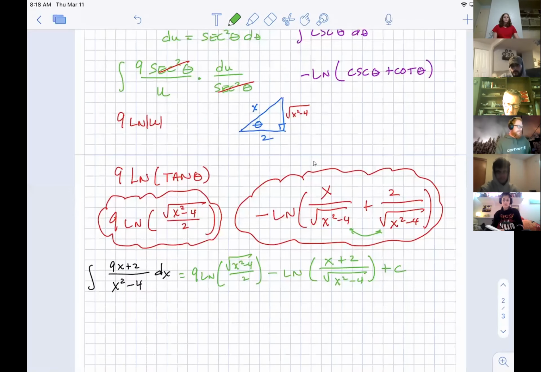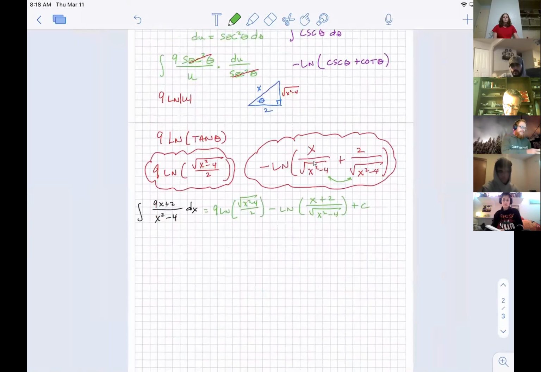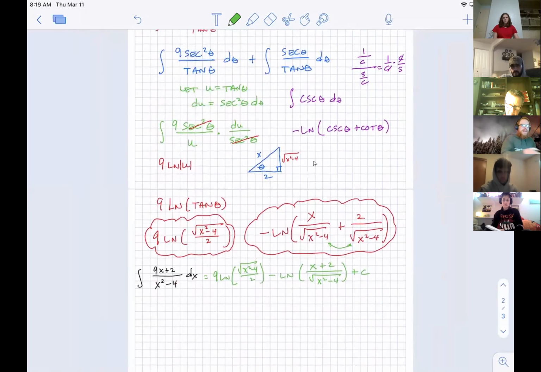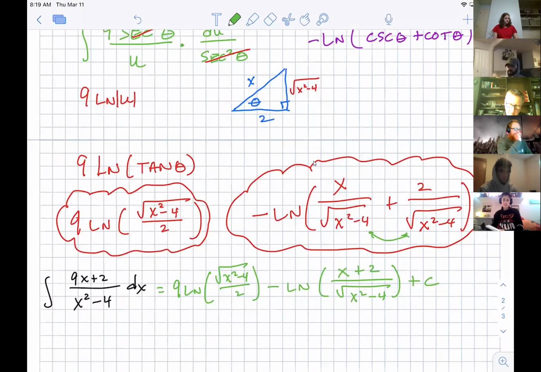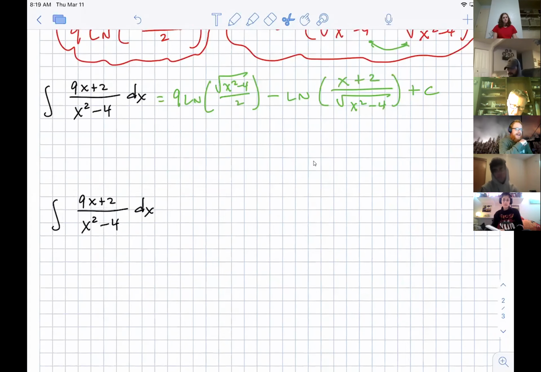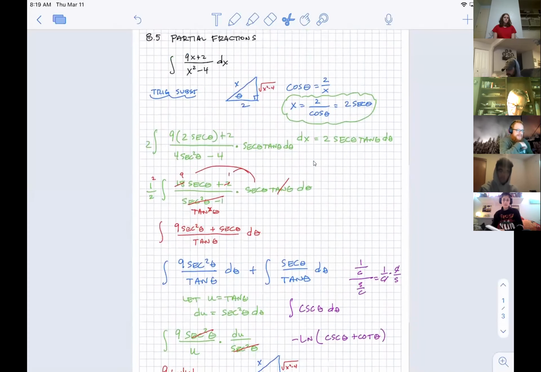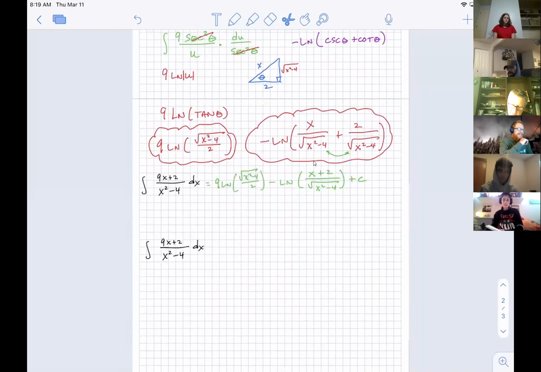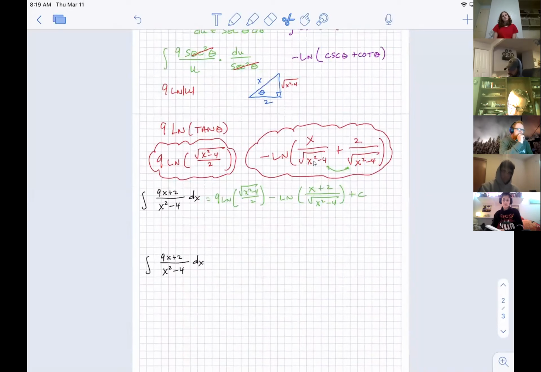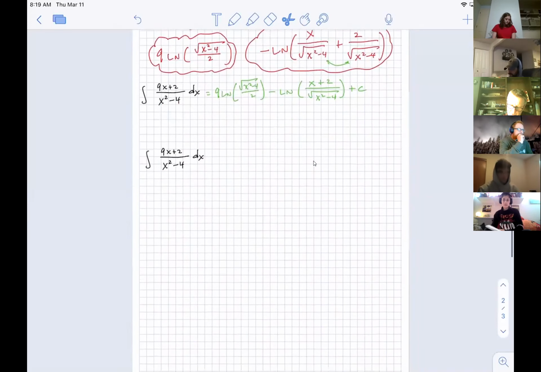Now let's try this, not using such a ridiculous technique. Let's see, how do I get? Now let's try this using a ridiculously brilliant idea on the part of some nerd. I called that trig substitution. Now let's call this partial fractions. Let's try this again, but with partial fractions.